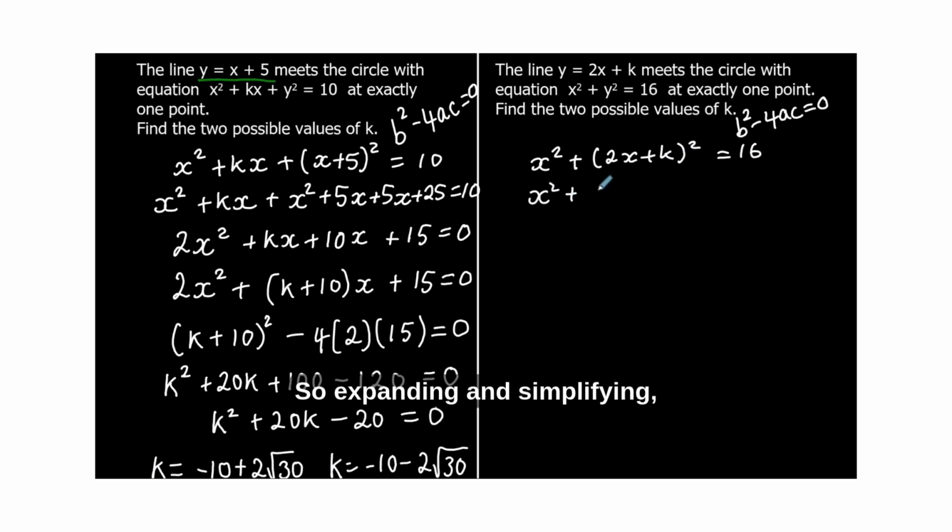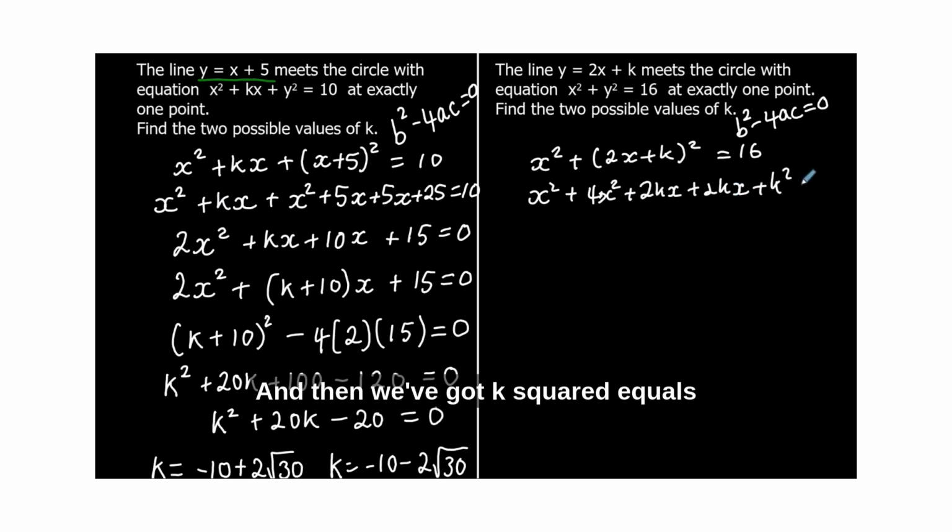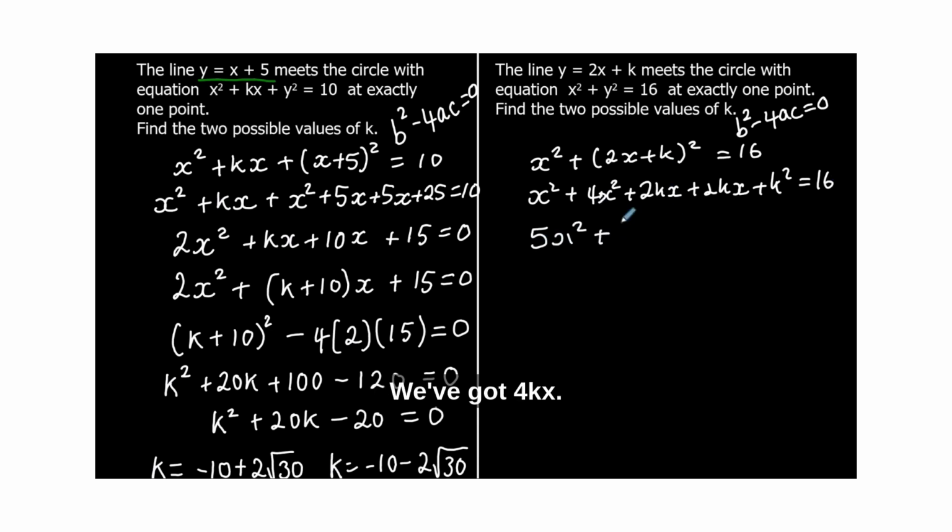So expanding and simplifying, we've got 4x squared. So 2x times k is 2kx. And then k times 2x is 2kx again. And then we've got k squared equals 16. So we have 5x squared, we've got 4kx, and we've got k squared minus 16. So that is c. So a is 5, b is 4k, c is k squared minus 16.